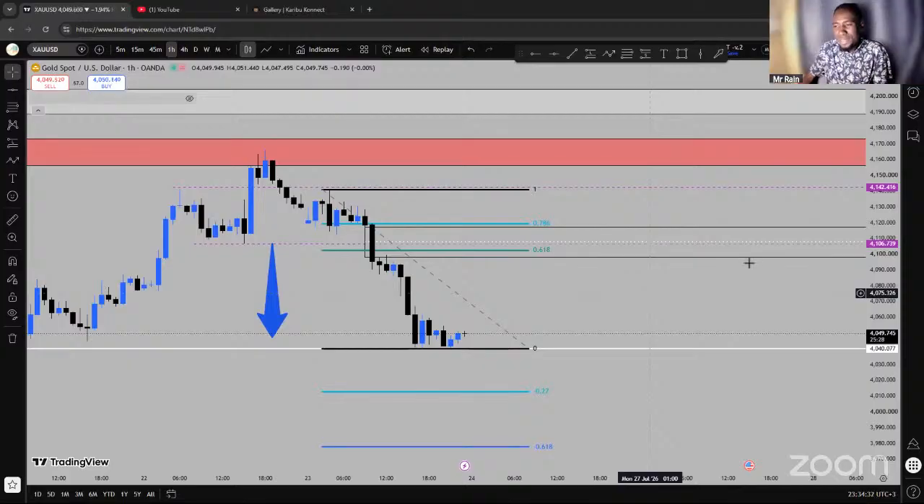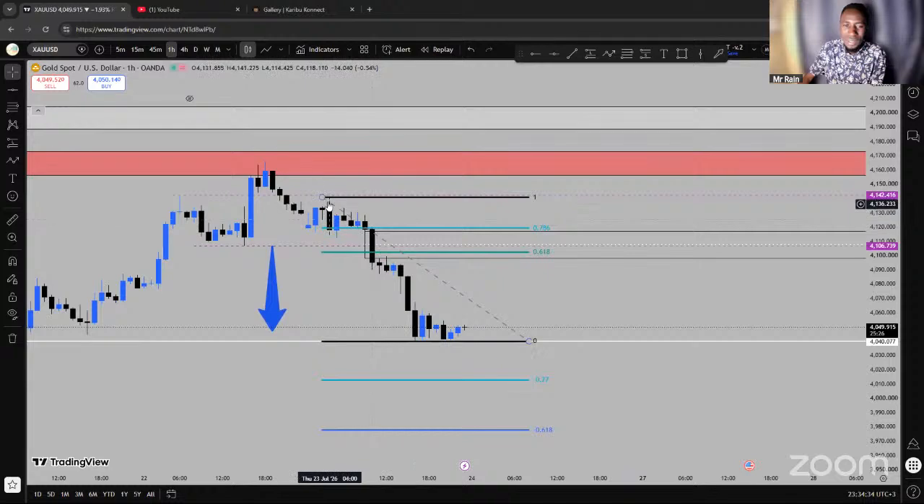So when you fib this point here, from up here to down here, from the high of the right shoulder to the low that was created down here, you will see that there are these areas. We have the 786 and the 618, which is aligning with the fair value gap. But I like this area because we have a lot of support.